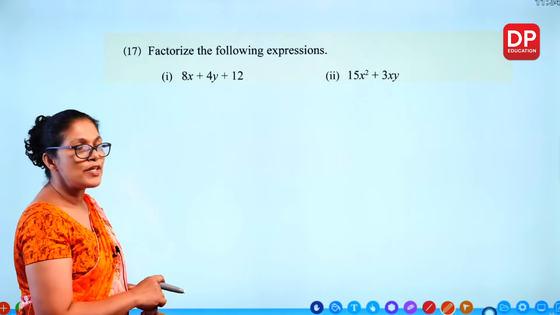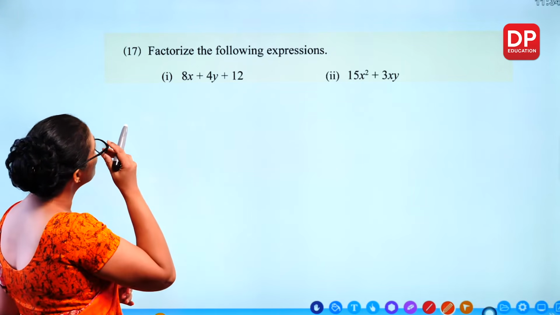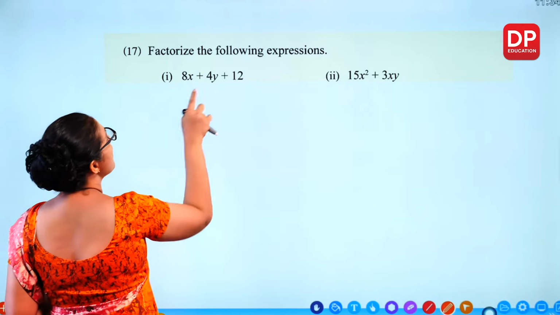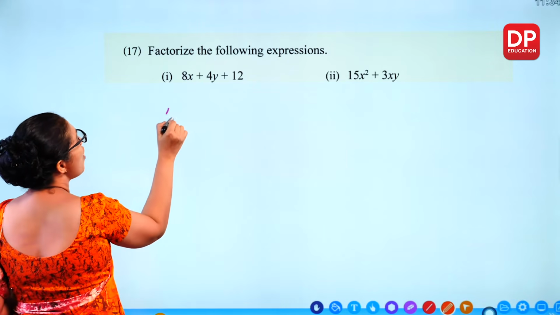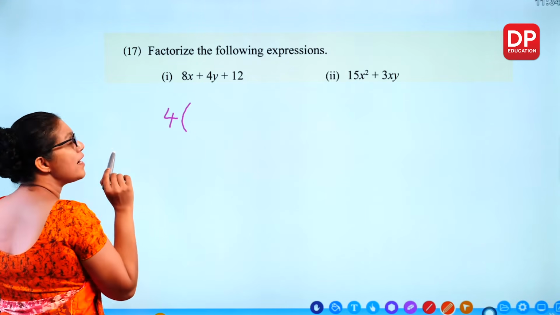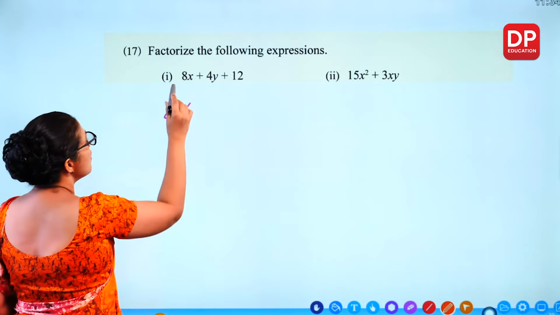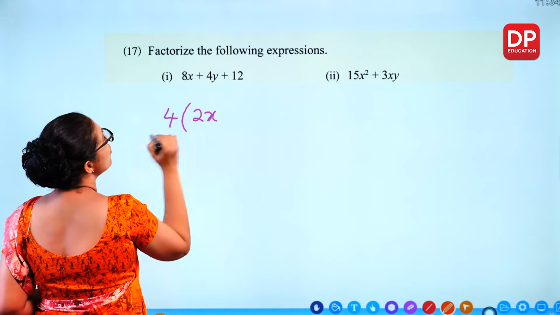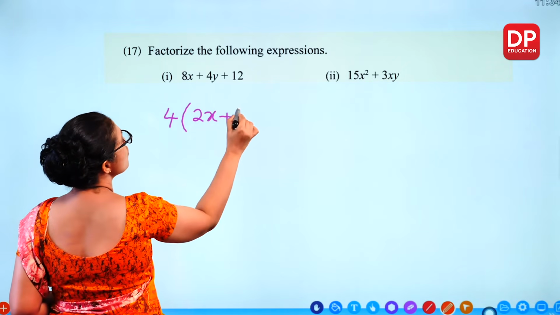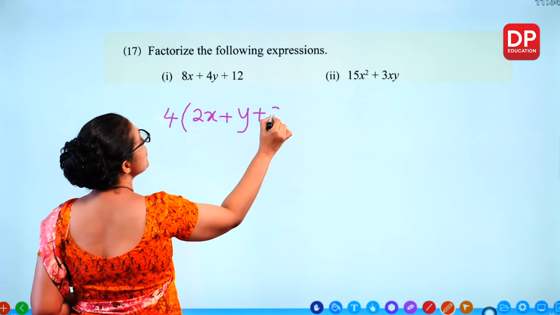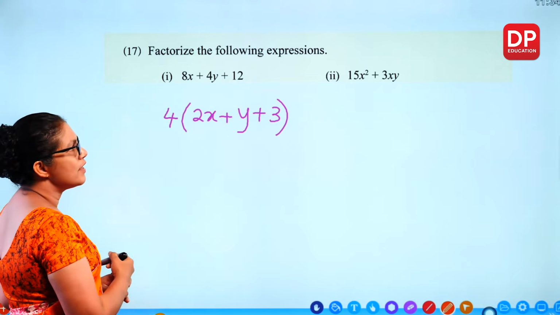Factorize the following expressions. So, 3 terms. Just see what's the common factor for all. 4 is common. Take it out and write the remaining ones inside. 4 times 2, you get 2x. 4 times 1, so that's y. 4 times 3 is 12, so you write 3 there.